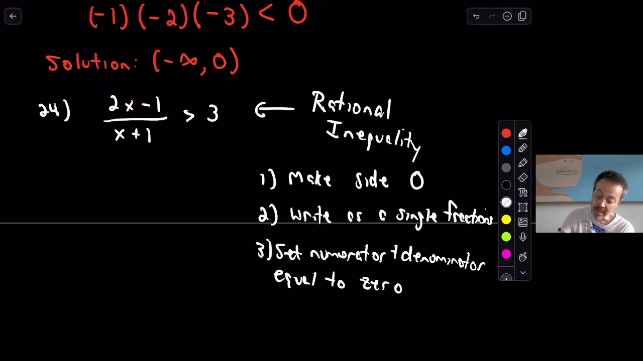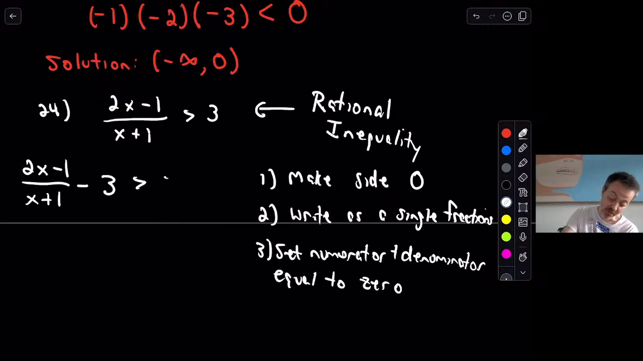Okay, so that's the first thing. So again, notice this is the same idea we're doing in a lot of things. We just make one side equal to 0, and then we go from there.